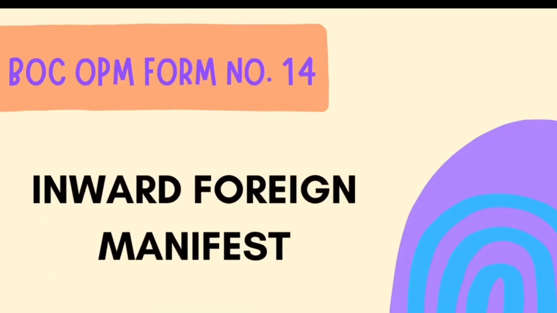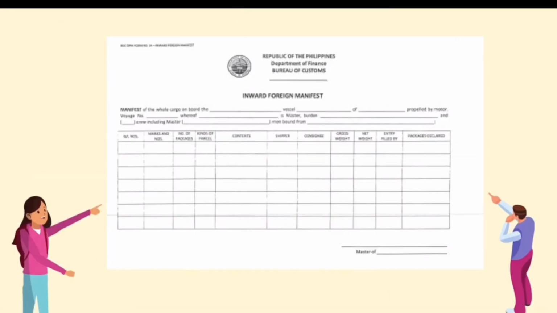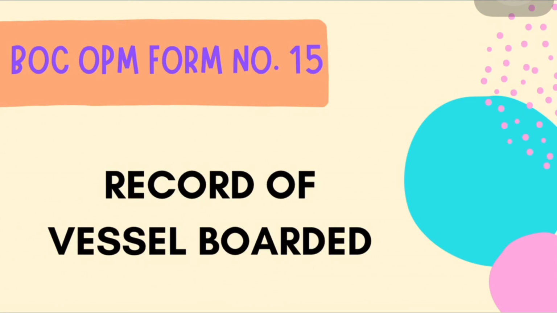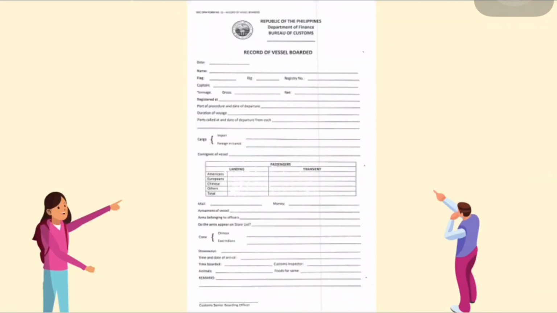BOCOPM form number 14. Inward Foreign Manifest. This is an example of BOCOPM form number 14. It is the details or manifests on all cargo that is on board the vessel together with the vessel's details and signed by the master of vessel. BOCOPM form number 15. Record of vessel boarded. This is an example of BOCOPM form number 15. It consists of all the records of vessels boarded that is signed by Customs Senior Boarding Officer.